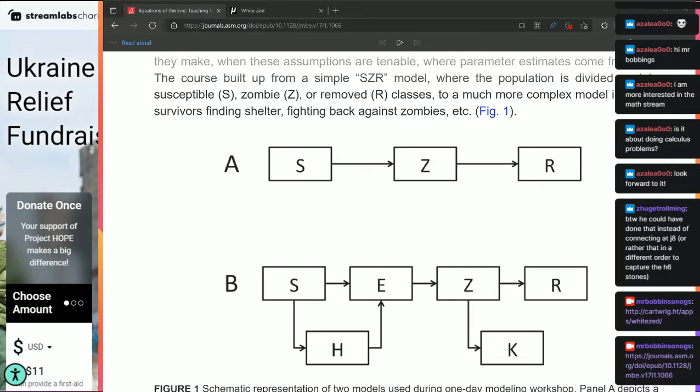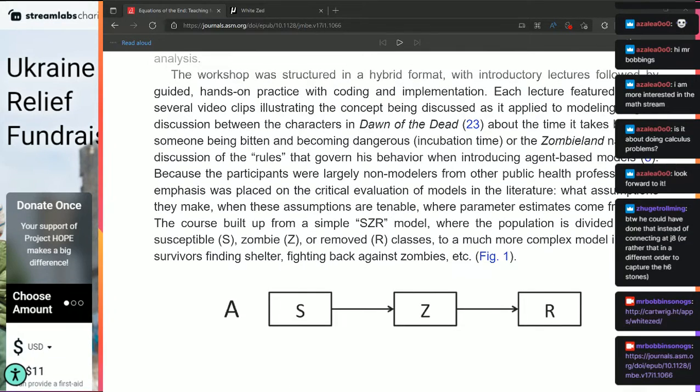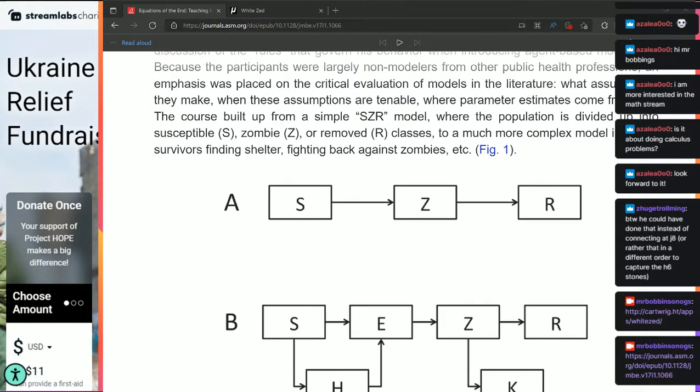So in Model A, we see susceptible moving to zombie, moving to removed. And that's the only direction of flow you have. You cannot have a zombie become a susceptible person. You cannot have somebody who's removed become a zombie. You cannot have somebody who's removed become susceptible. Interesting. So that's the SZR model.